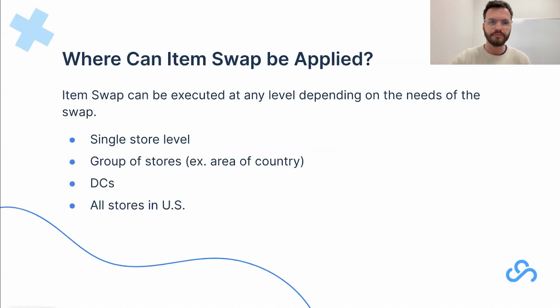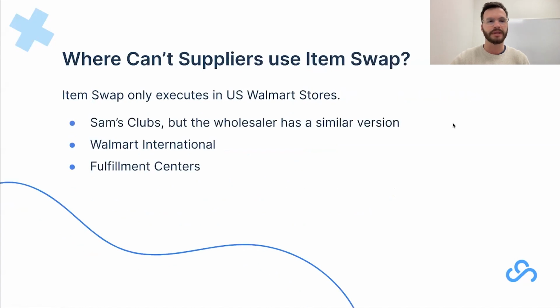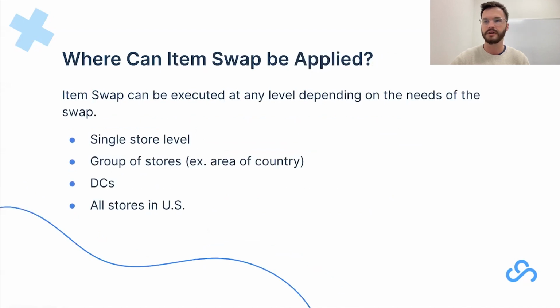Okay. Where can item swap be applied? Oh, sorry. Getting ahead of myself. Item swap can be executed at any level, depending on the needs of the swap. Again, right, there's the language of flexibility that's coming through. It can be applied on a single store level, a group of stores, for example, the area of the country, DCs, or all stores in the US, right?